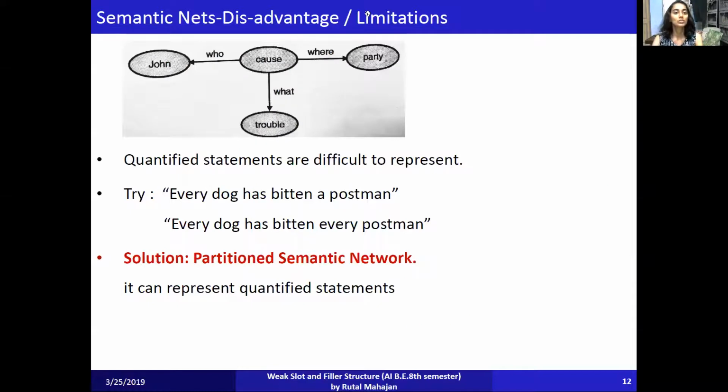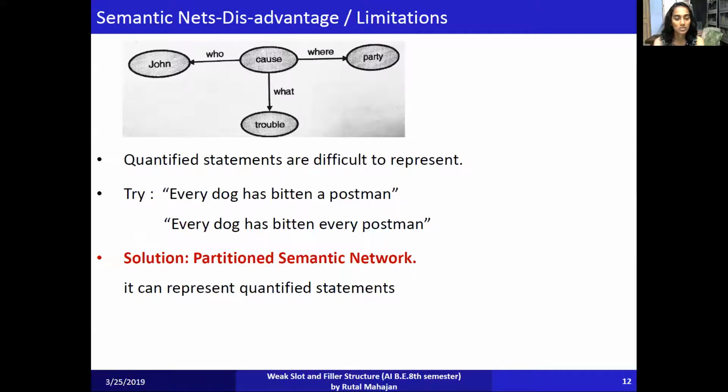Let's see. Cause. Who caused? John. Where? Party. What did it cause? Trouble. So we can see how John and party are related with trouble, but the representation is quite difficult. One more disadvantage is that we cannot express quantified statements using simple semantic nets. Let's try to represent every dog has bitten a postman. We can represent dog bitten postman, but we cannot say every dog bitten every postman or every dog bitten a postman.